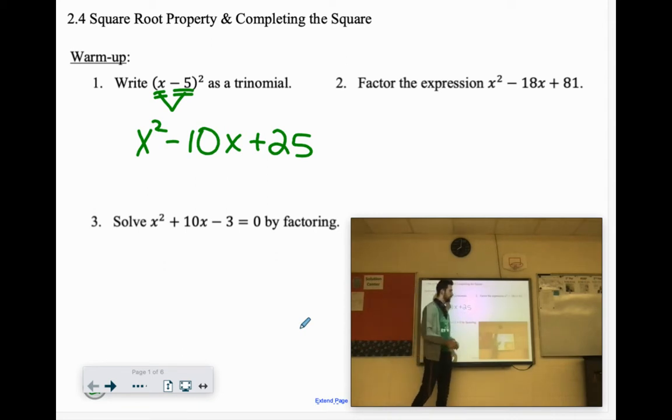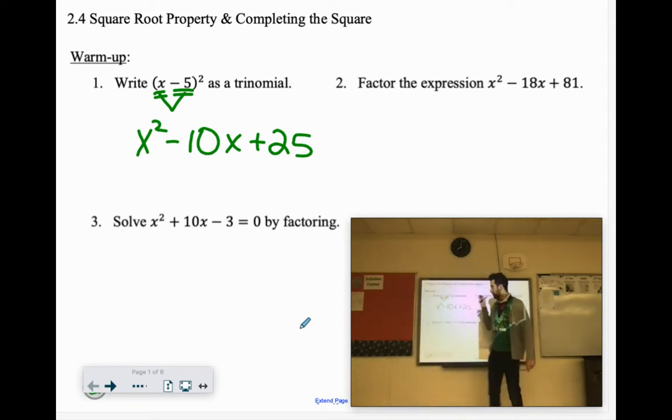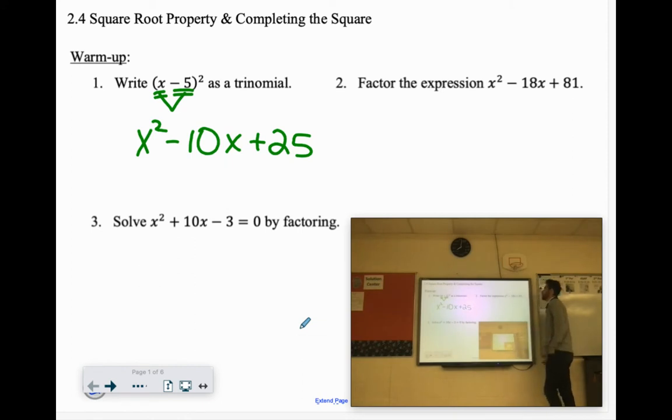Again, you can always FOIL it. But we're looking at those perfect squares today because we're going to start completing the square. So we're going to need to know that. Factor the expression x squared minus 18x plus 81.